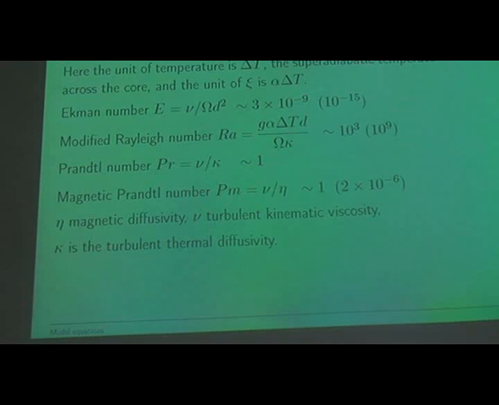So we can get something slightly less than 1, but we're miles off 10 to the minus 5, which is the correct value, or 2 times 10 to the minus 6, which is the correct value in the core. There's really no prospect of getting anywhere near that in the foreseeable future.